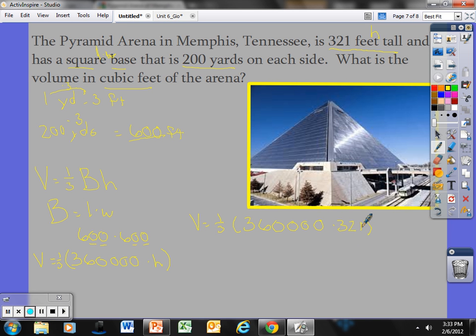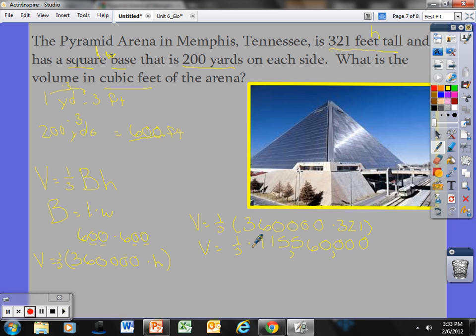So I go 360,000, 1, 2, 3 more zeros, times that by 321. I get a monstrosity of a number. I get 1,155,6 followed by 4 zeros. 1, 2, 3, 4. Let's see, put some commas in here. That is 115,560,000. I'm going to times this by 1/3.